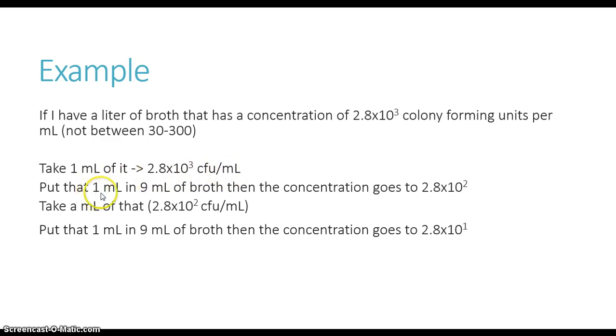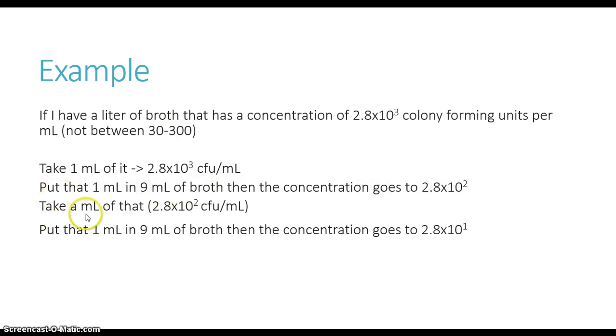And if you take that milliliter and put it in 9 milliliters of broth, then the concentration, you divide by 10, effectively, right? Because you're taking this concentration and then putting it into 10 milliliters, so you're expanding the volume. And so the concentration goes to 2.8 times 10 squared, which is 280, right? And so 280 is between 30 and 300, so you have the number that you're going for.